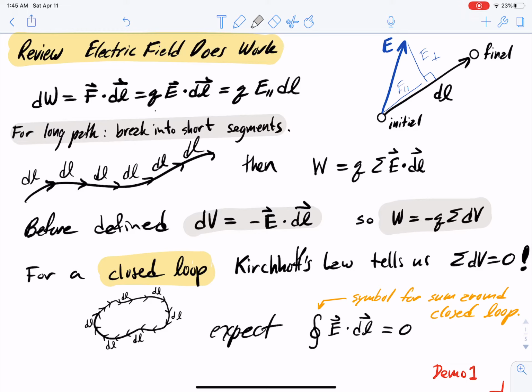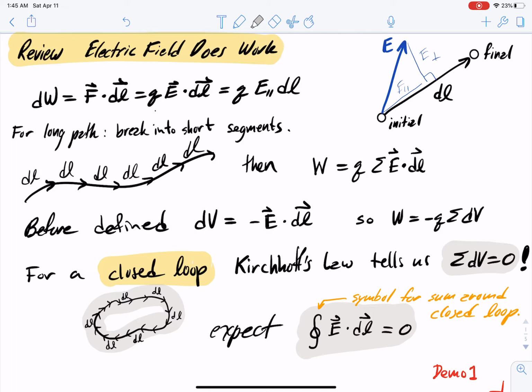But we remember that in a closed loop, Kirchhoff's law tells us that the sum of the voltage differences around the loop has to add up to 0. So that tells us we expect the net work done by an electric field as you go around a loop to be 0. And consequently, this electric field dotted with dl.